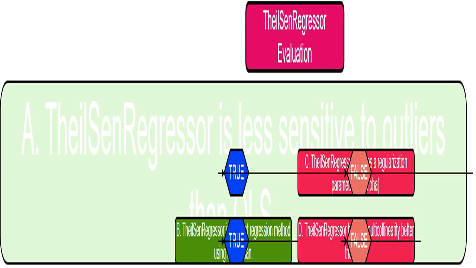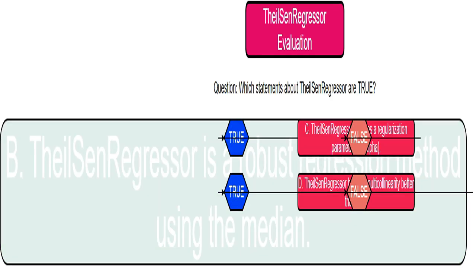This statement is true. I found that TheilSenRegressor uses a robust method, based on medians instead of means, to fit the regression line, making it much less sensitive to outliers than OLS, which is easily skewed by them. Think of it like this. A few super tall people would dramatically raise the average height, but have much less impact on the median height. Also true.